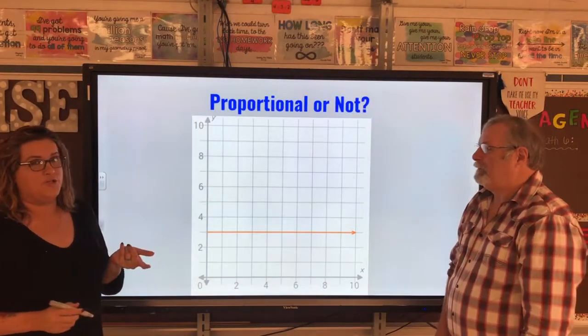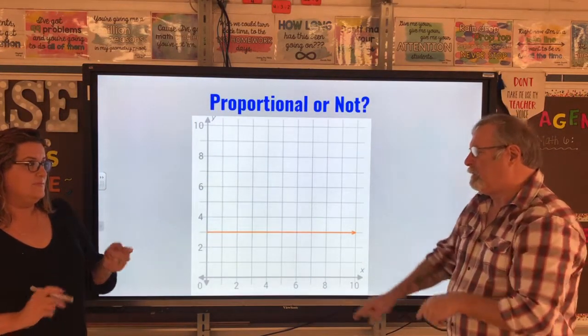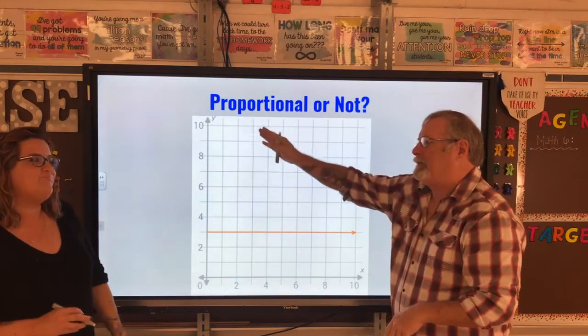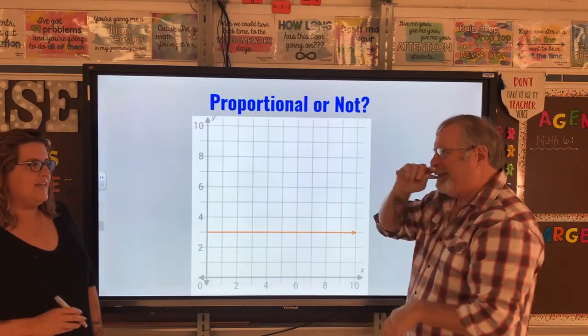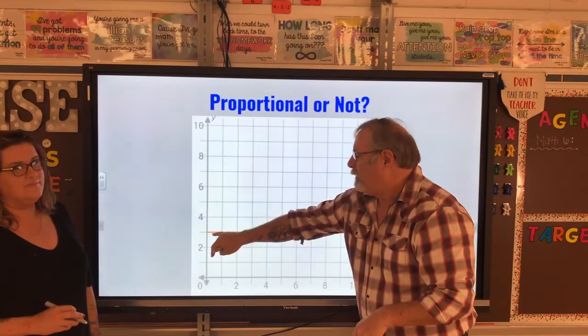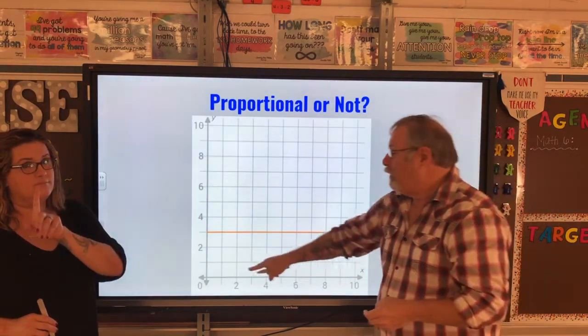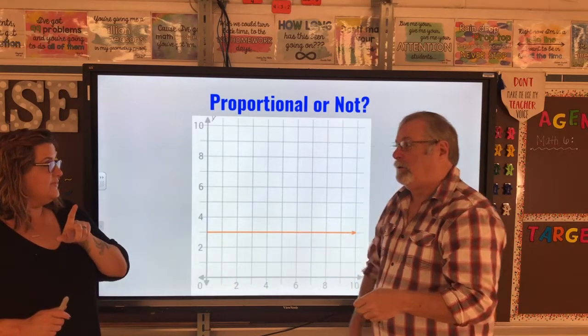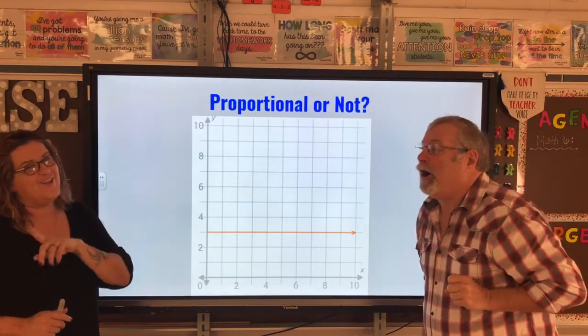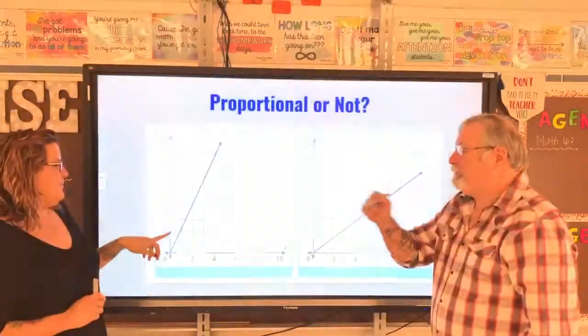Is this proportional? This one's weird because normally we're looking for that sloping line, right? Yeah, that inclining line. But this one's nice and straight over, but no 0, 0. So it's a no. It is not proportional.